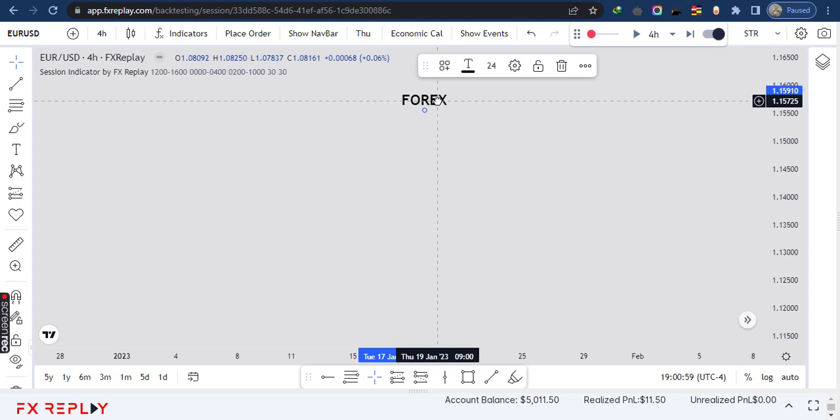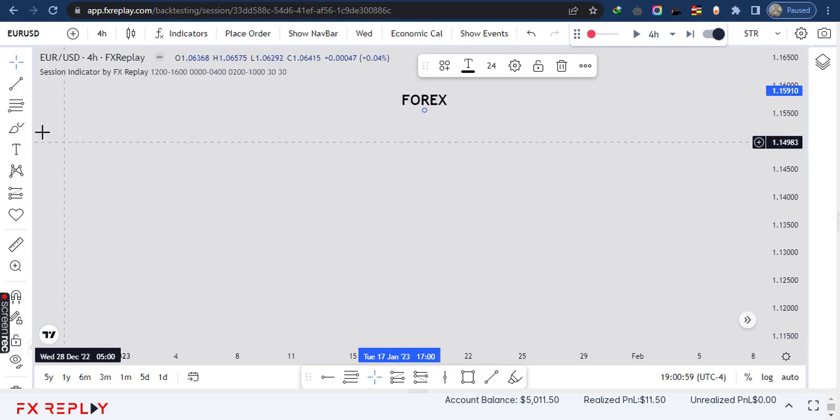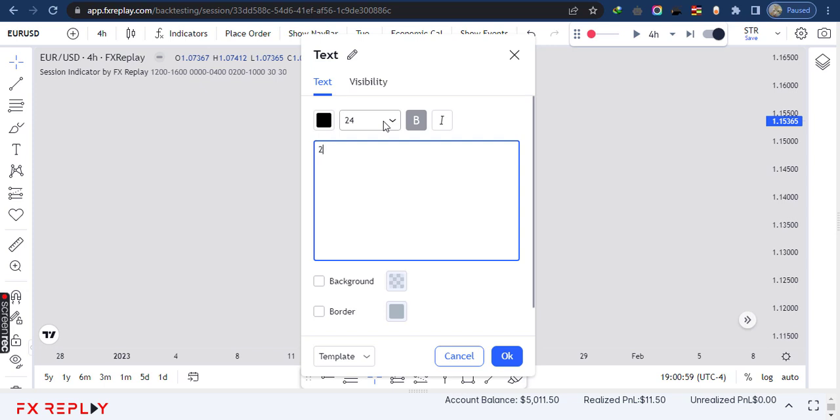On forex, you only trade the London session. Alright guys, the London kill zone. The London kill zone is from 2 a.m. all the way to 5 a.m. So you have a time window, alright? You have this time window.